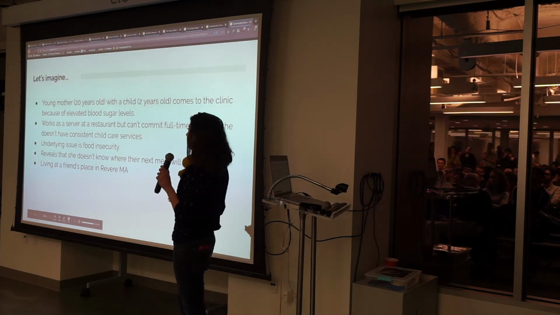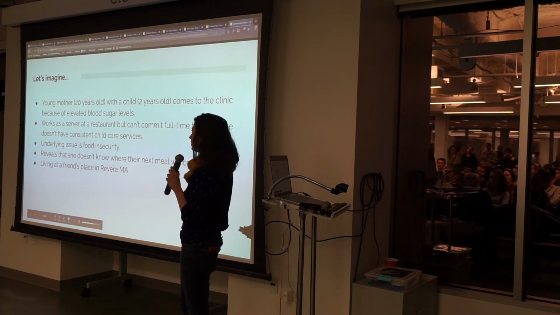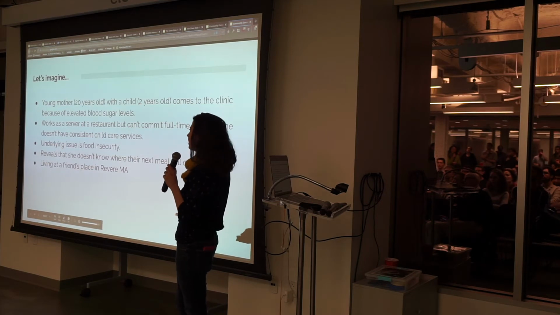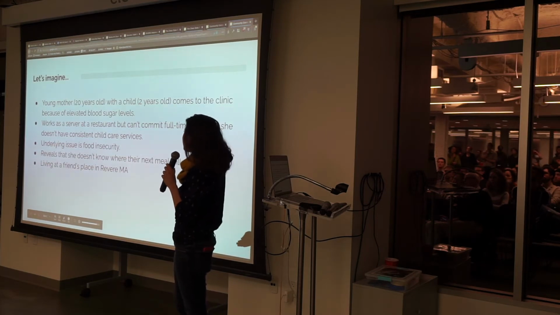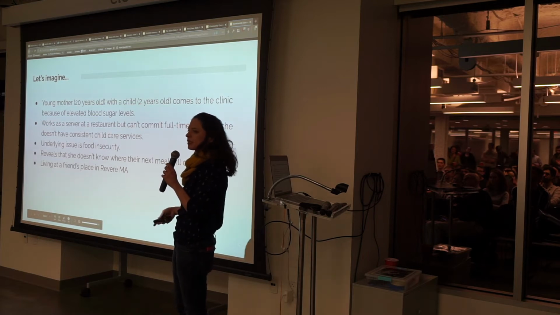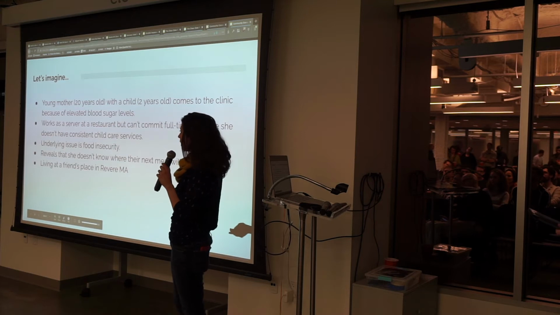Her kid's sick and that's why she comes in. But as you're talking to her, you find out she has some other needs. She works as a server, but she can't work full time because of childcare. She says she doesn't know where the next meal might come from, and she's living at a friend's place in Revere, and that's reasonably stable, but she doesn't want to be there forever. And so you want to help her.